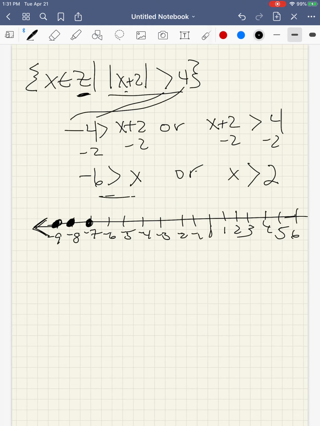Then I move to the other side. Greater than 2. I don't put any kind of a dot on 2. I skip to the next greater integer, which is 3. So 3, 4, 5, and then I draw the arrow to indicate it's going to continue to do that. Integers only in both directions.